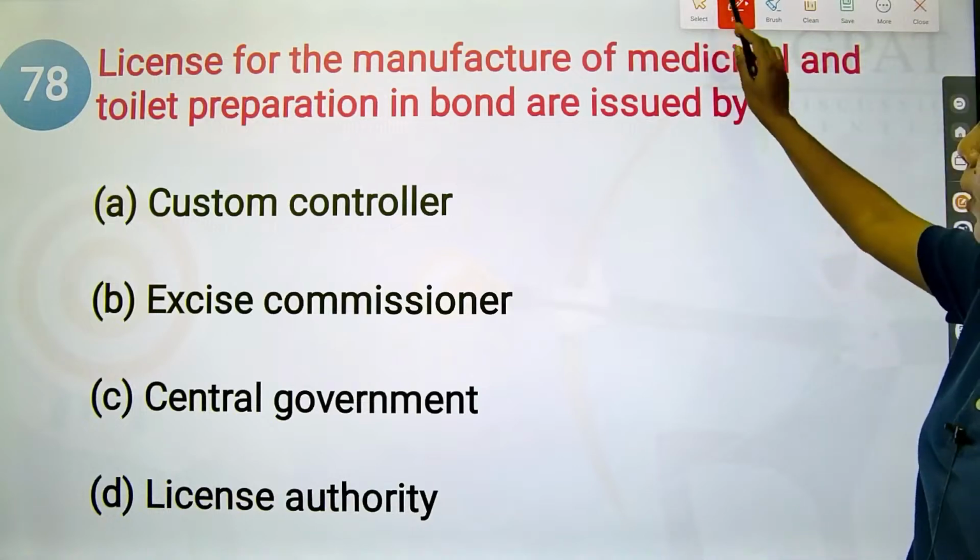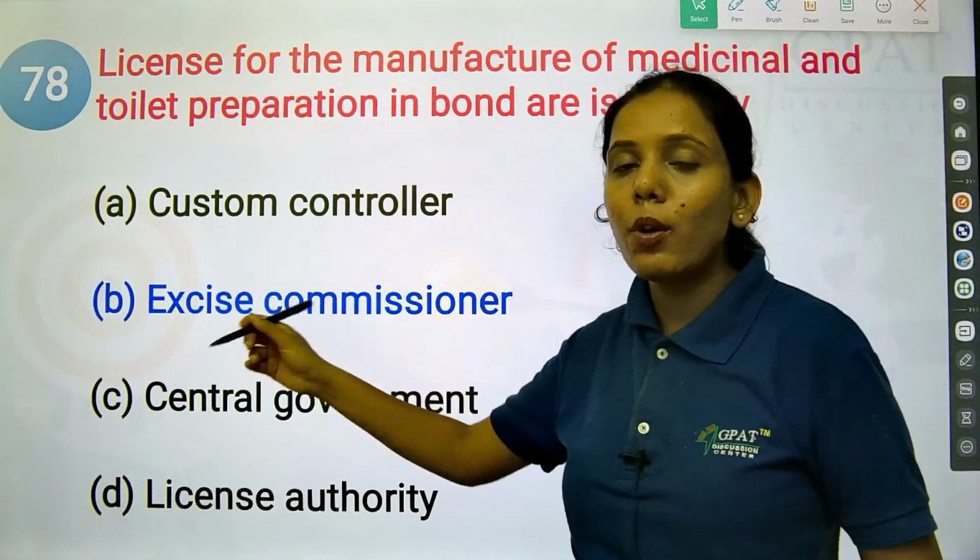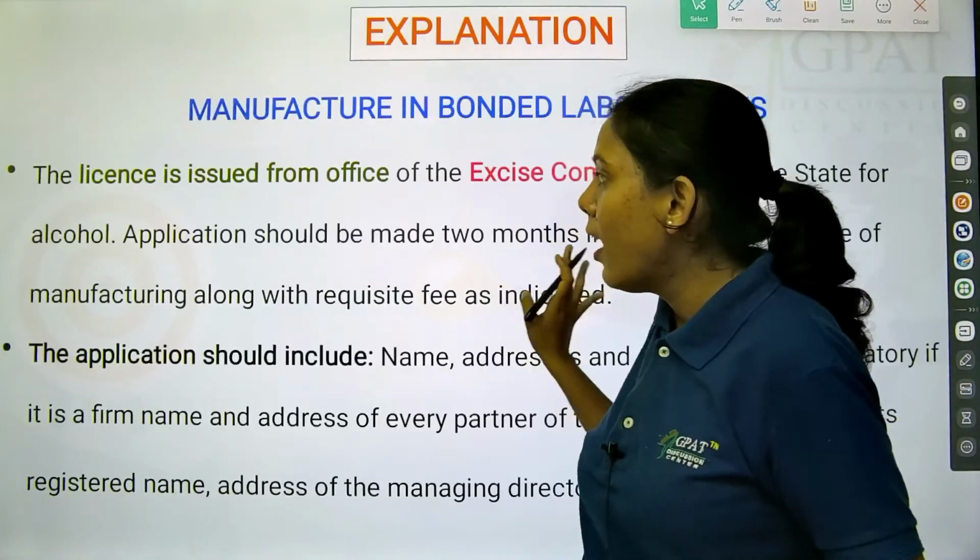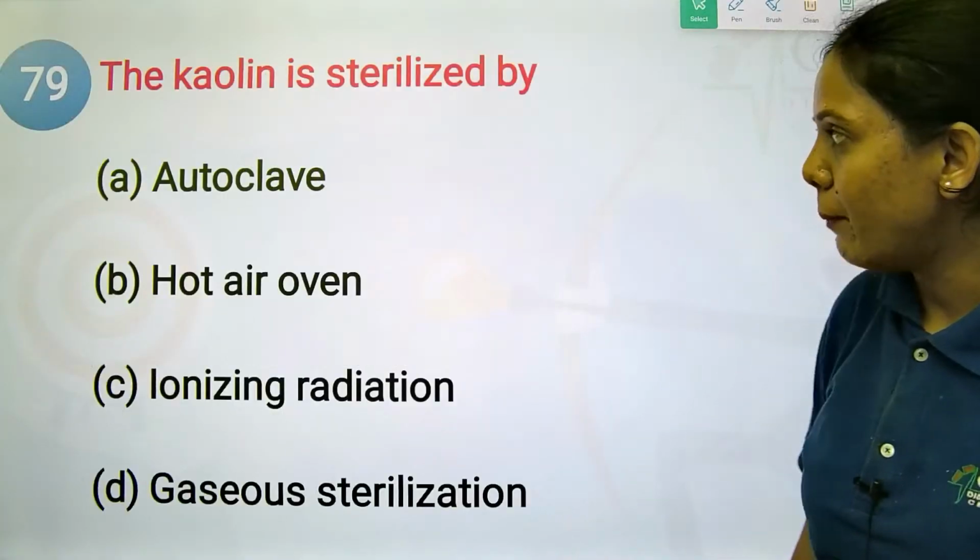Okay, so it is issued by the excise commissioner. Remember, he will give the license for the MTR.